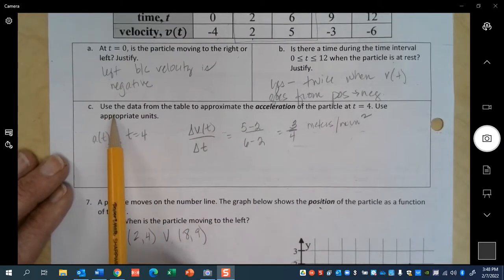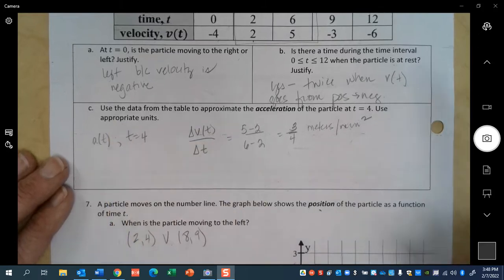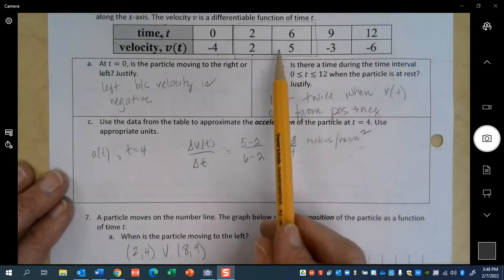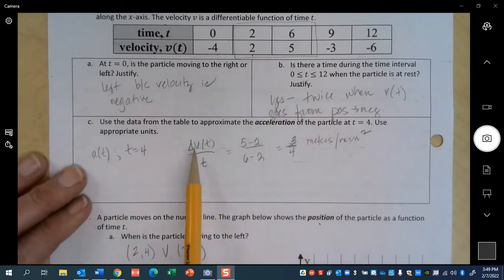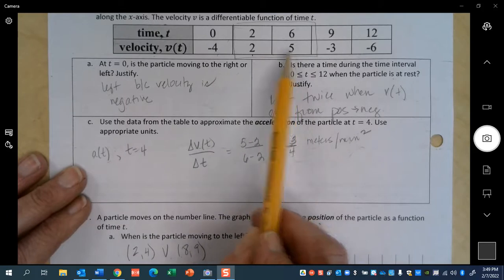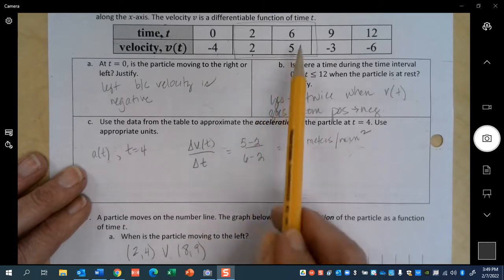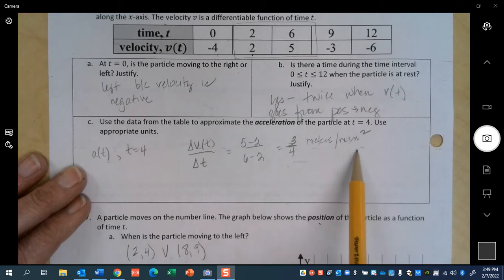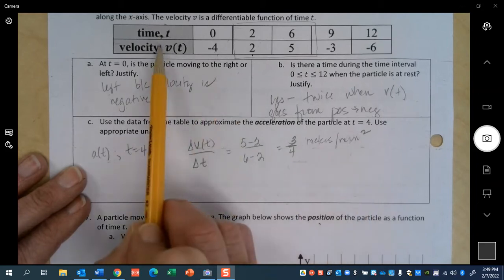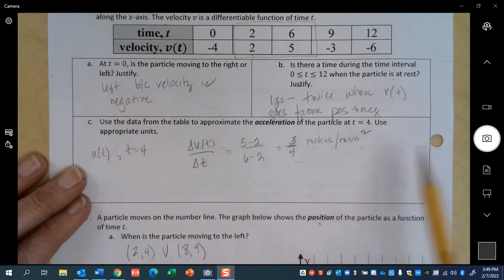Use the data from the table to approximate the acceleration at t is equal to 4. So we're looking for the rate of change. Acceleration is equal to the rate of change of velocity with respect to time. So the rate of change, 5 minus 2 over 6 minus 2, is 3/4 meters per minute, because this is already given to us in meters per minute. So the rate of change is meters per minute per minute.